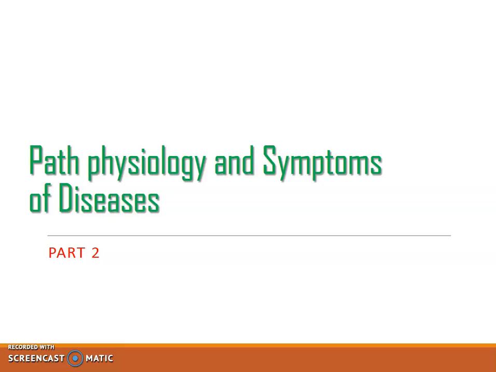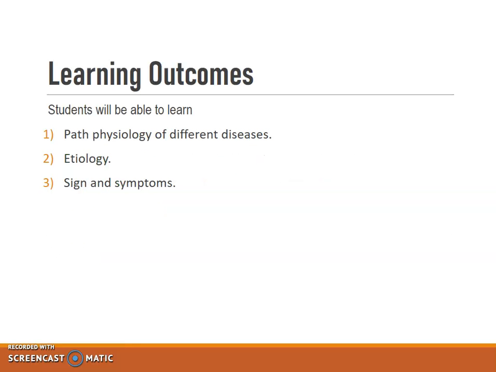Part 2 of Pathophysiology and Symptoms of Disease. In part 1 we discussed several diseases like tuberculosis, hepatitis, rheumatoid arthritis and started with the cardiovascular diseases. The first disease was atherosclerosis. In part 2, we'll continue with cardiovascular disease. Before that, the learning outcomes: the student will be able to learn the pathophysiology of different cardiovascular diseases, and the etiology, signs and symptoms of those diseases.